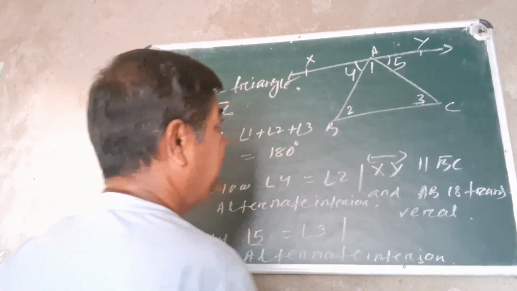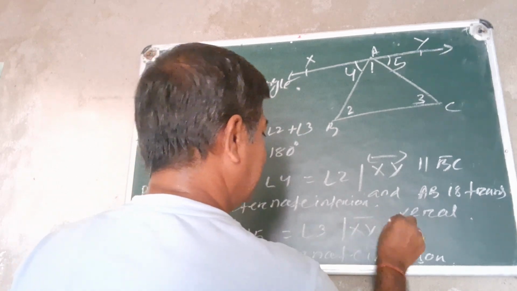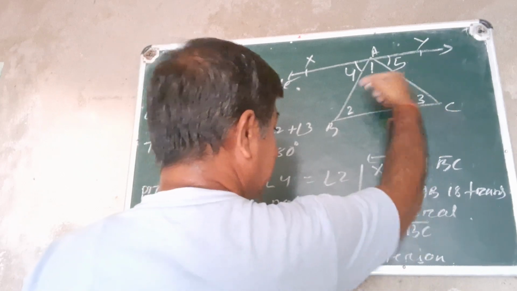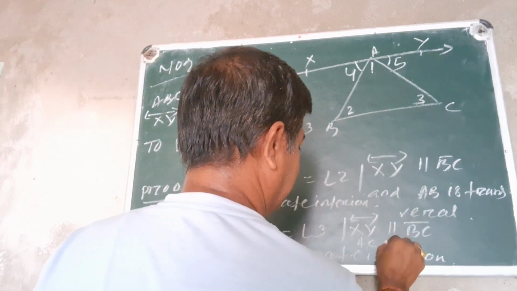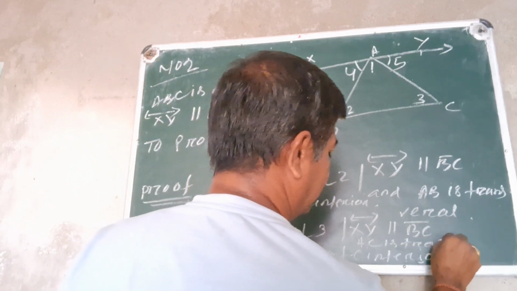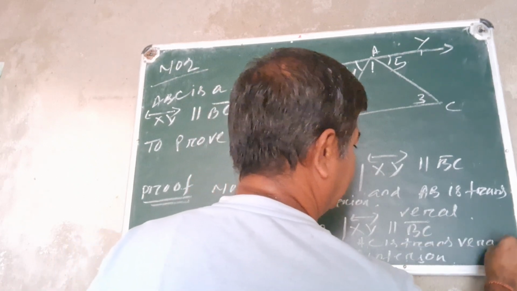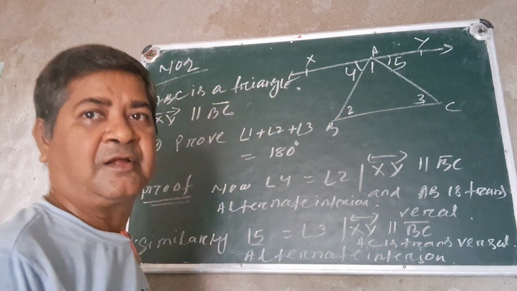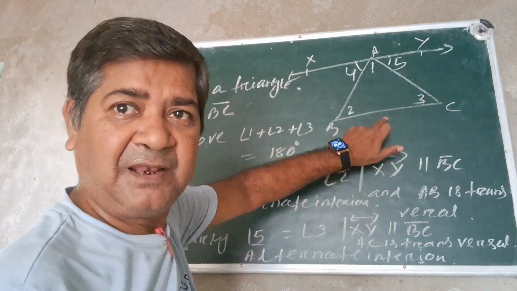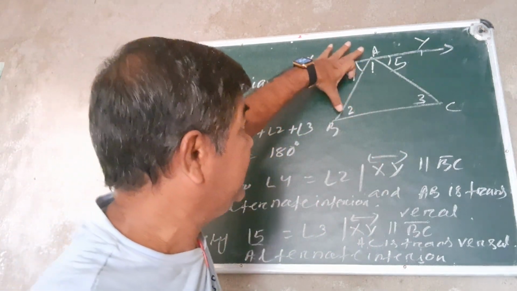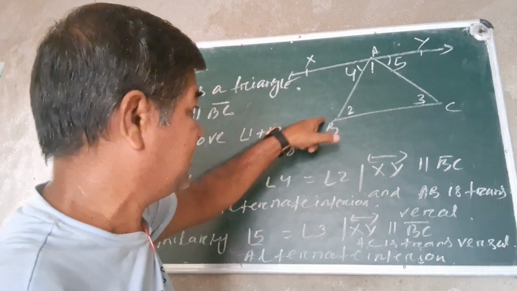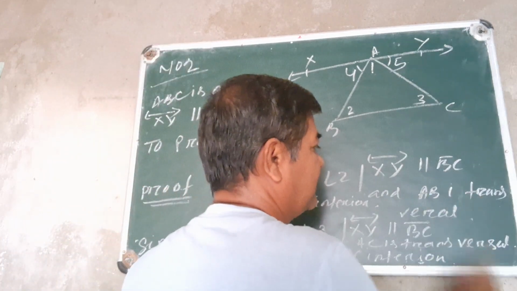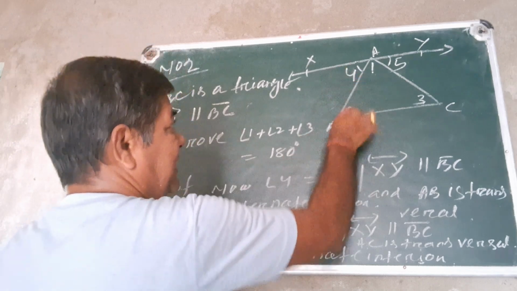Here XY parallel BC, and SC is transversal. Listen to me again. XY parallel BC, and SC is transversal. XY parallel BC, and AB is transversal.